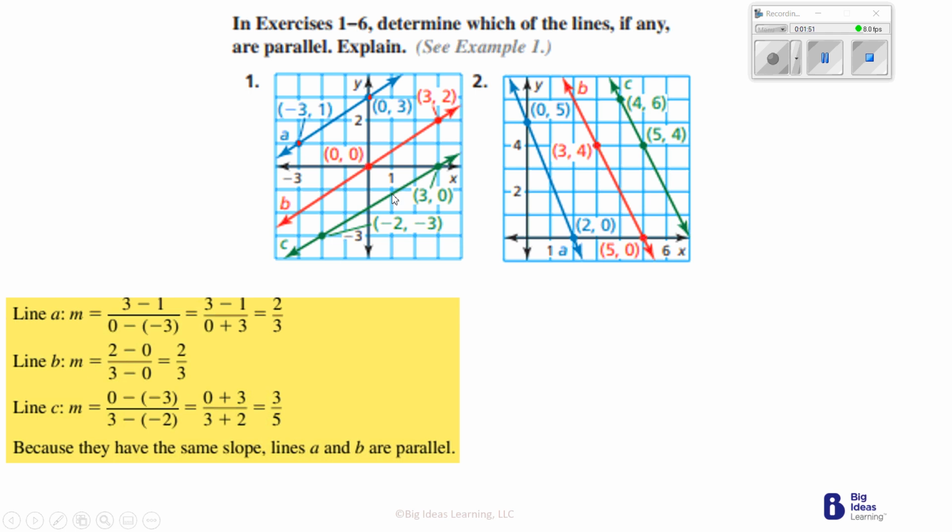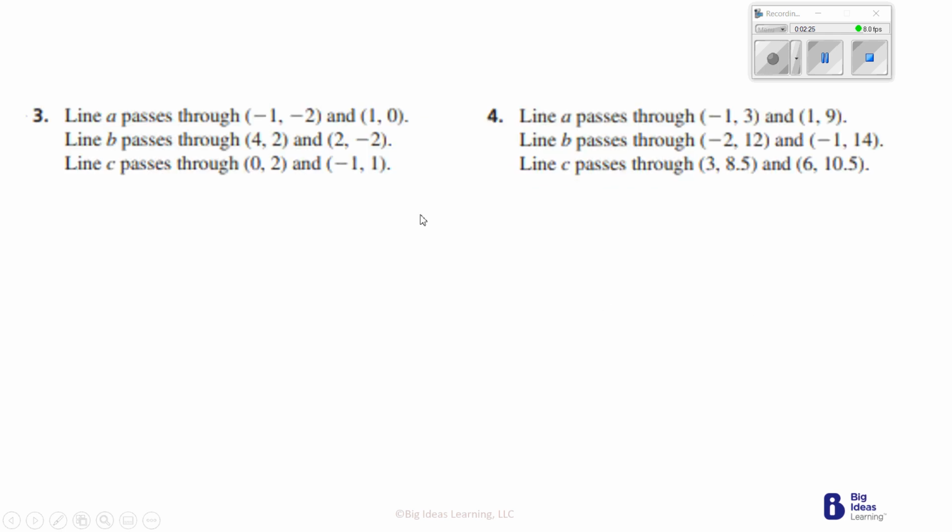On line B, again, we could take 2 minus 0, and then 3 minus 0, which again gives us 2 over 3. But on line C, we're going to take 0 minus negative 3, which is 0 plus 3, because a negative times a negative is a positive. And then we're going to take 3 minus negative 2, which is really 3 plus 2, and that's 3 over 5. So we can see that the parallel lines are going to be A and B, because they have the same slope. You have number 2 to do.